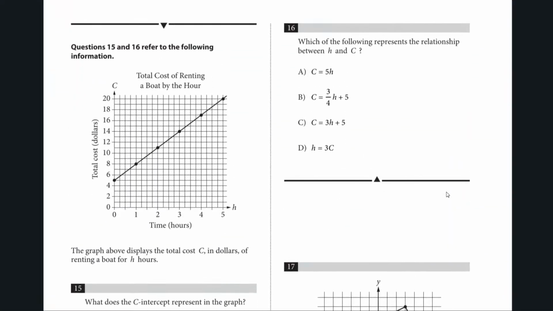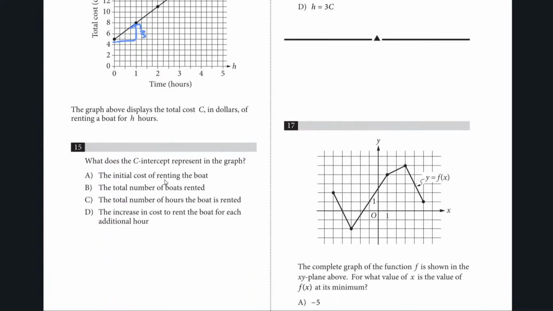The graph above displays the total cost C in dollars of renting a boat for H hours. Okay, we see the y-intercept is at 5, so we're paying 5 for 0 hours. That's the initial cost. And then after 1 hour, we go up to 8, so this is an increase of 3. And from 1 to 2, we go up to 11. So it goes up by 3.